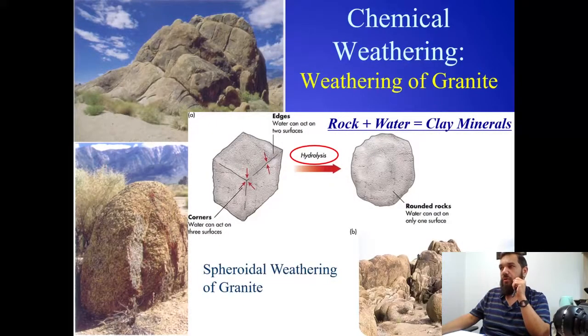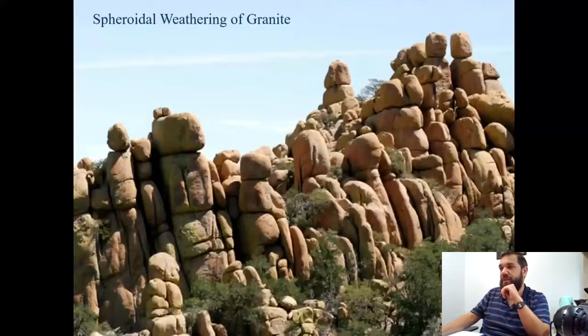So how does granite break down? Well, it breaks down in a process called hydrolysis. Hydrolysis is when water reacts with the rock. The very simplest pseudo-chemical formula you could write for this is rock plus water gives you clay minerals. More specifically, it's water reacting with feldspars in the granite. You know that granite is composed mostly of feldspar.